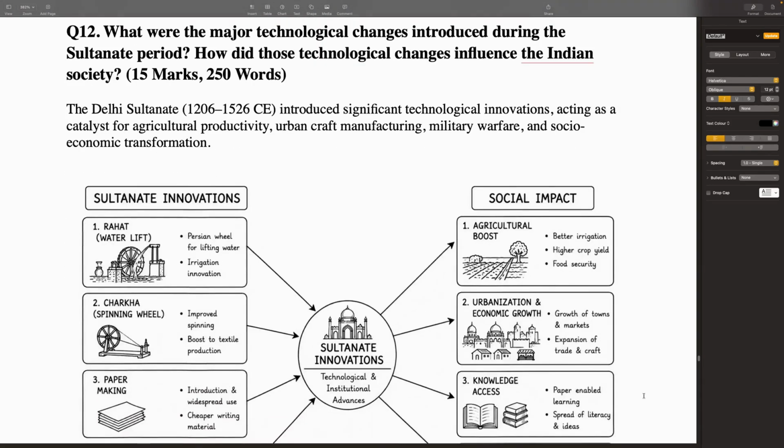Question 12. What were the major technological changes introduced during the Sultanate period? How did those technological changes influence Indian society? The Delhi Sultanate introduced significant technological innovations, acting as a catalyst for agricultural productivity, urban craft manufacturing, military warfare, and socio-economic transformation.